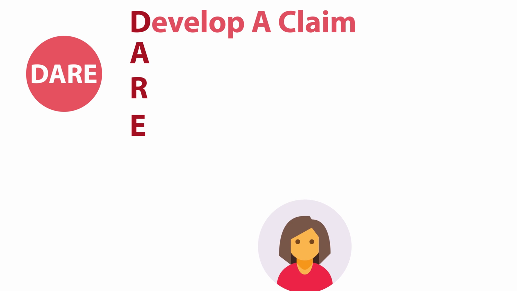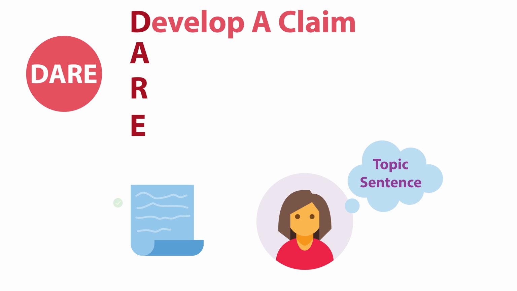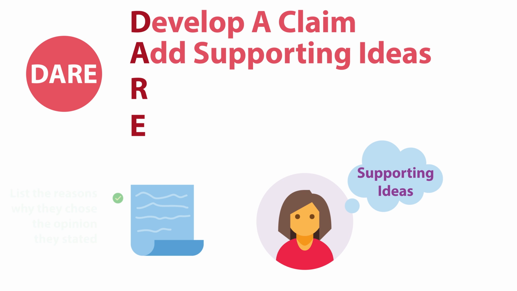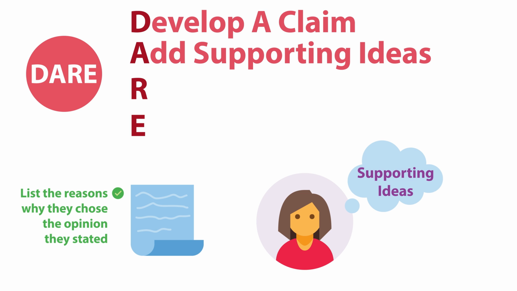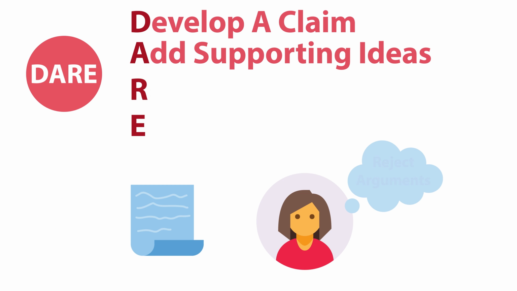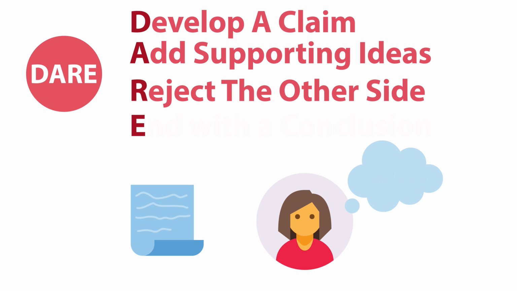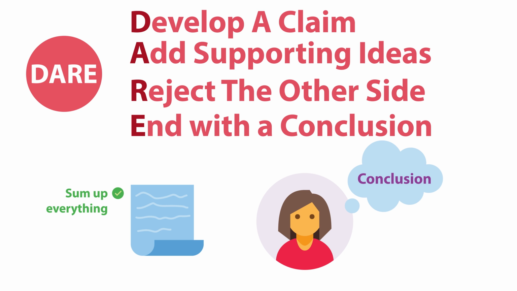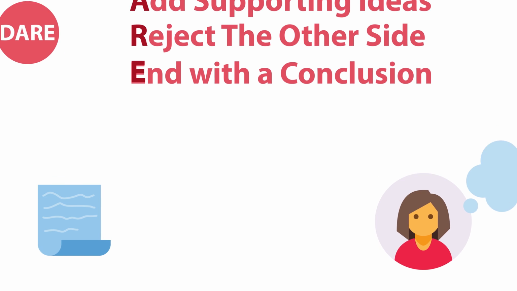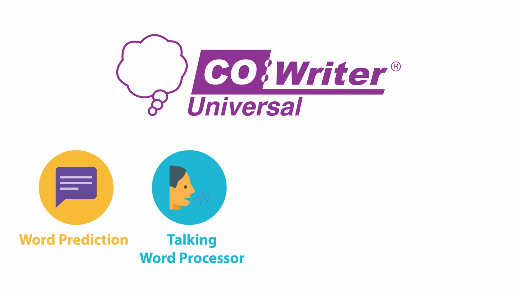DARE is a writing strategy and an acronym with 4 basic elements. These elements include D, develop a claim. Students need to write a sentence that expresses their opinion on a topic. A is for adding supporting details, where students list the reasons that support their claim. R stands for reject the other side, where students show readers that they have considered the opposing argument by rejecting it. Finally, E for end with a conclusion, where students sum up everything they've written. As you go through this video, you will see an interconnection between Co-Writer Universal and these 4 elements of the DARE strategy.